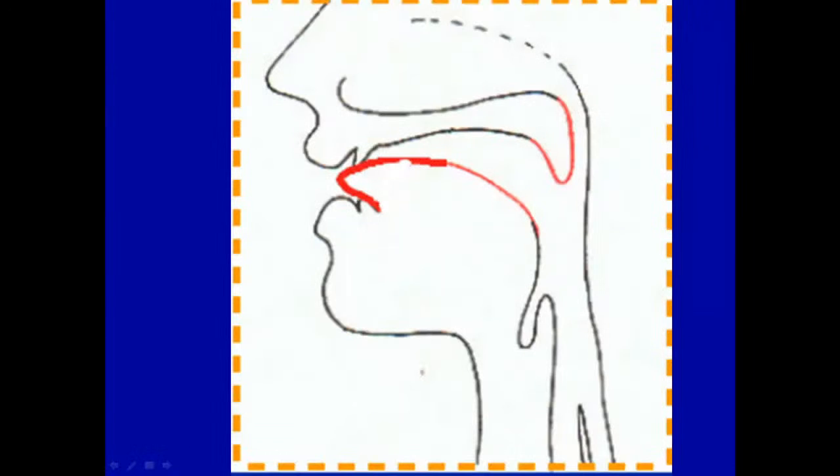Now, another category of sounds that we call interdental consonants, such as th and th. These two sounds are produced by putting the tip of the tongue between our teeth, both the lower and the upper teeth here. Okay.